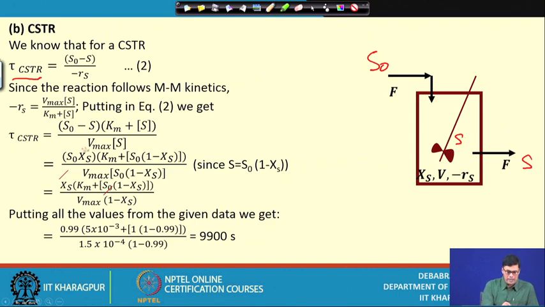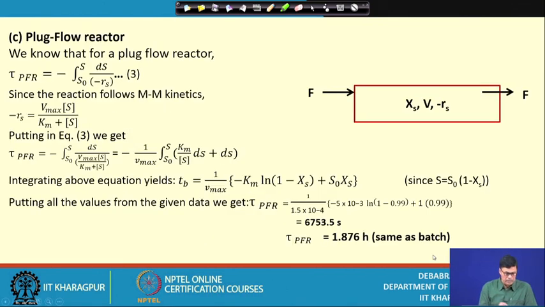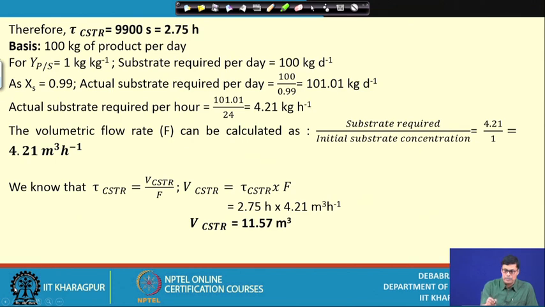And then we can write this equation in this form, and finally we can get this particular expression. Then we put the value of XA, that is 99% conversion, and we find out the tau CSTR value. Once you know the tau CSTR value, we can convert it in terms of hour. Am I right? Now in this problem, one thing we know, tau CSTR is equal to what?